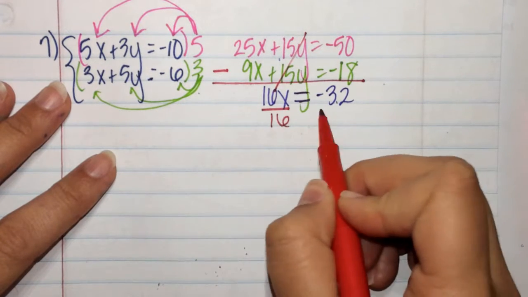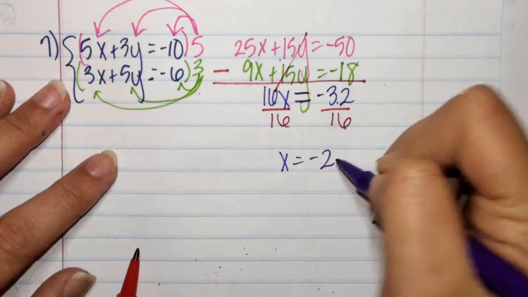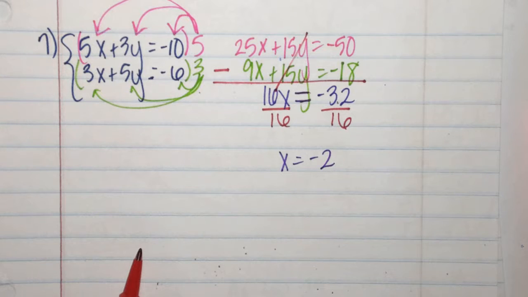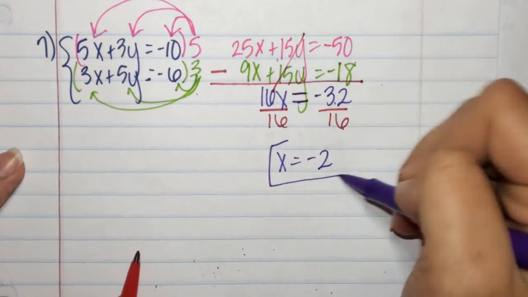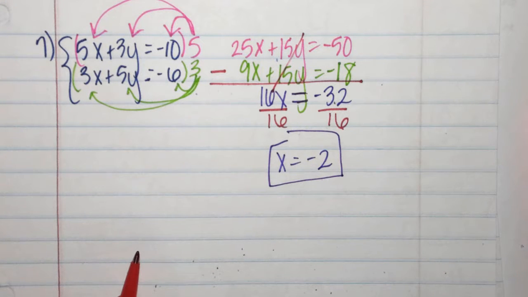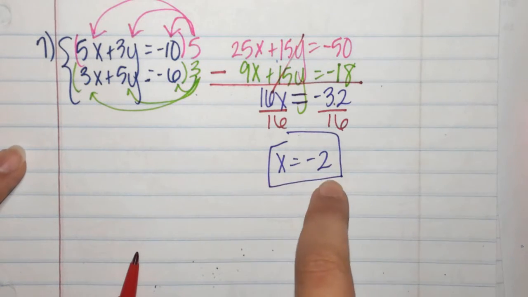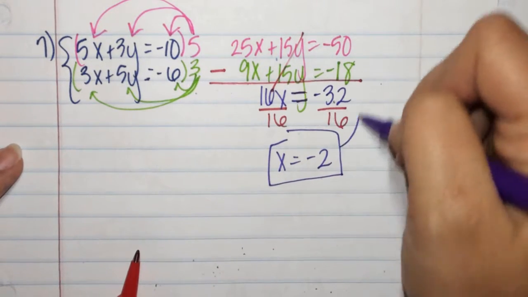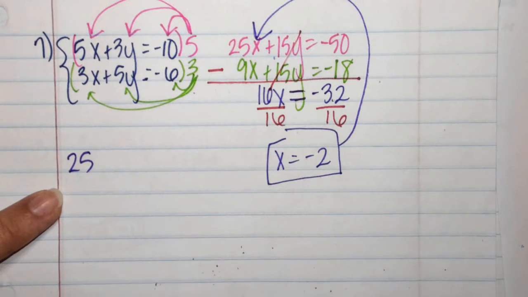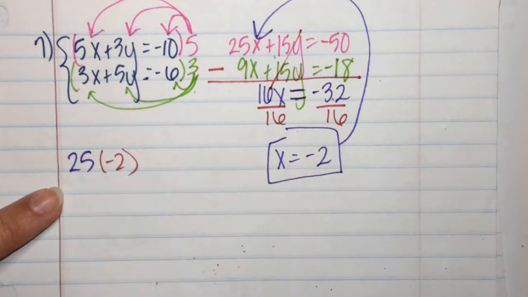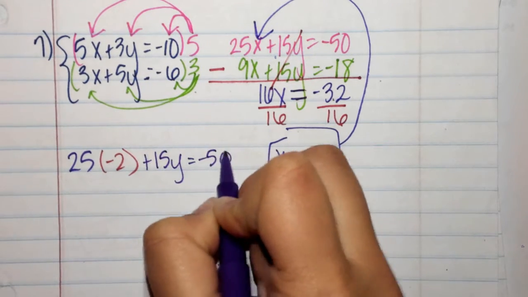Now divide both sides by 16. Negative 2. Now, what are we going to do with that negative 2? Plug it in for your X from the top. Are we going to plug it in for X or for Y? For X, because it says X equals. Replace X with a negative 2. So we say 25 plus 15Y equals negative 50.